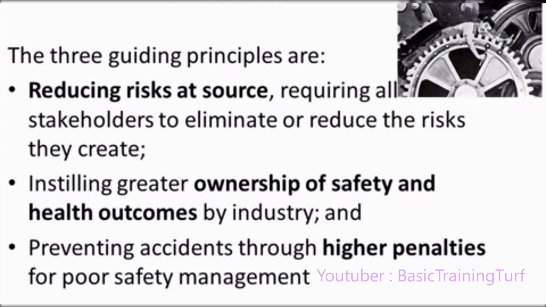The Workplace Safety and Health Framework. The three guiding principles are: reducing risks at source, requiring all stakeholders to eliminate or reduce the risks they create; instilling greater ownership of safety and health outcomes by industry; and preventing accidents through higher penalties for poor safety management.